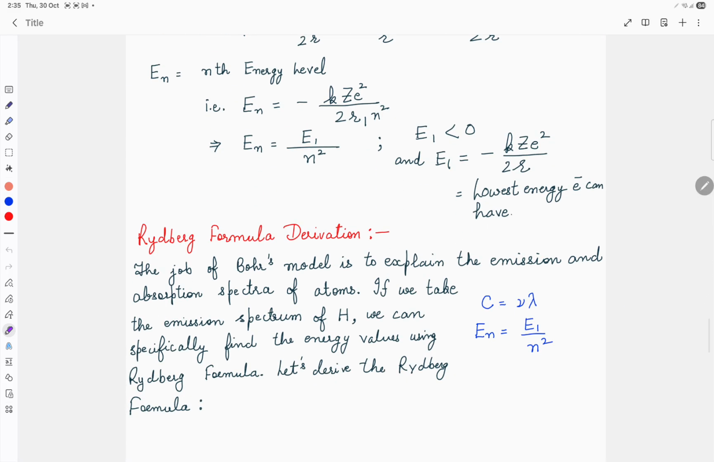Now from here, n is the index. What does n tell us? n actually tells us the number of the energy level. That means there will be many energy states like first, second, third, fourth, fifth energy state. So n will give us that number, whether it belongs to the first energy state, second energy state, and so on. E1 of course is the fundamental energy, that means the energy of the lowest level, the lowest energy an electron can have.